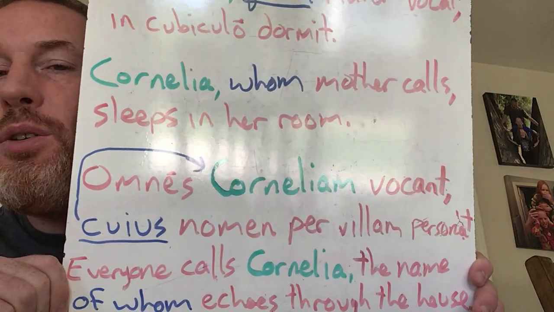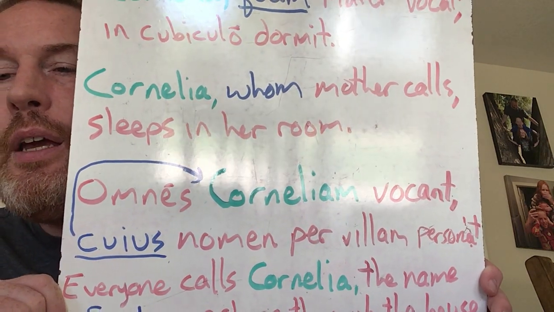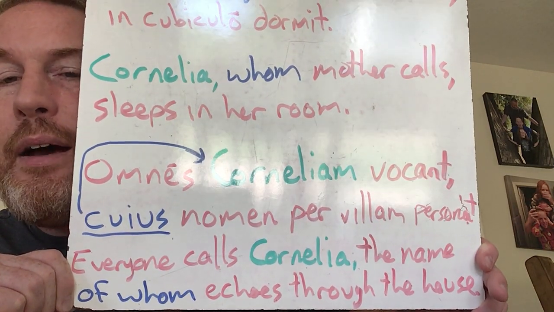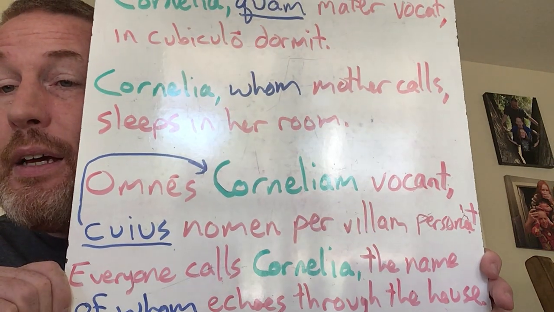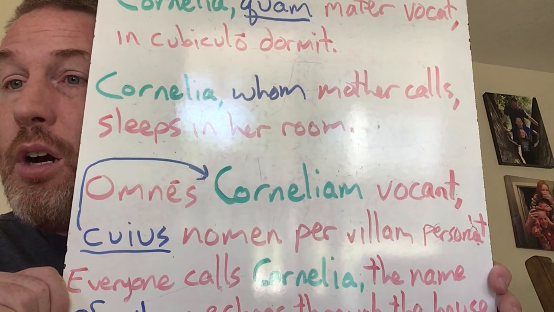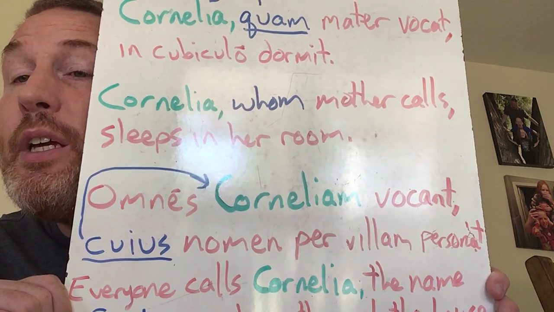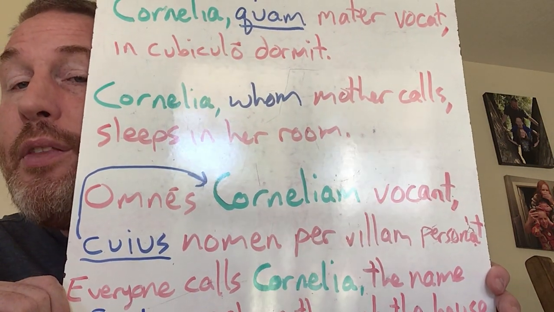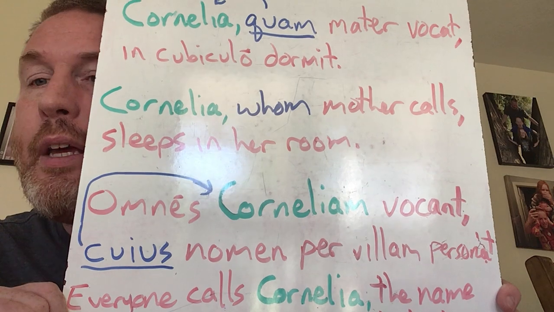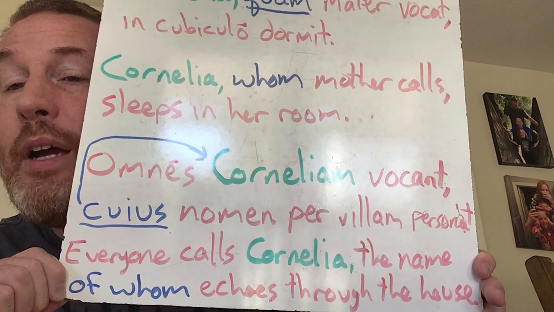Next one: omnes Corneliam vocant, cuius nomen per villam personant. Everyone calls Cornelia, the name of whom echoes throughout the house. Cornelia is not the subject, she is the antecedent, sorry. Everyone is doing the calling, they are the subject. Who are they calling? They're calling Cornelia. And you'll notice that this relative clause is tying its way back to Cornelia. They're calling Cornelia, the name of whom? Of whom? Who are we talking about? Oh, that's Cornelia. So the name of whom? Of Cornelia. Echoes throughout the house, right?